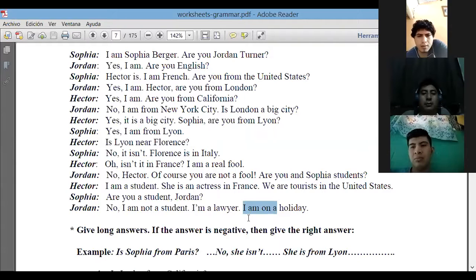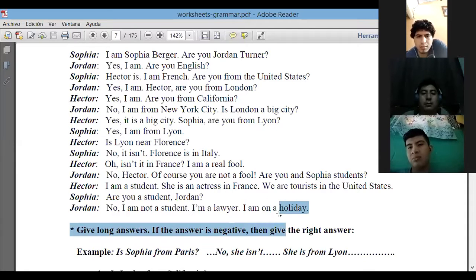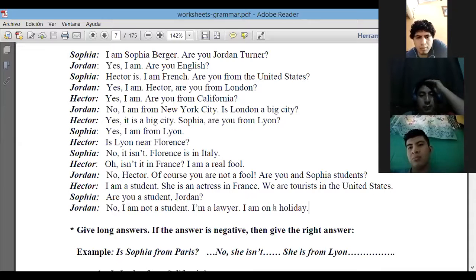We normally join sounds when speaking. So we say, I'm on a holiday. This is a consonant, but this is a vowel. When you have a word that ends in a consonant and then you have a vowel, you join the sounds. So you say, I'm on a holiday. Right here, you say, I'm a lawyer.